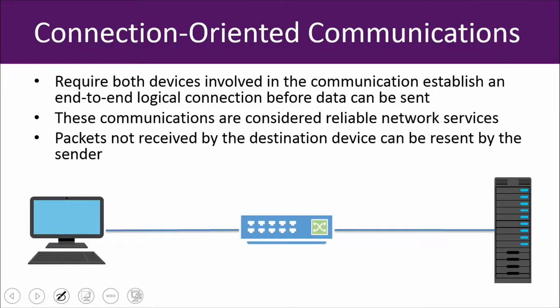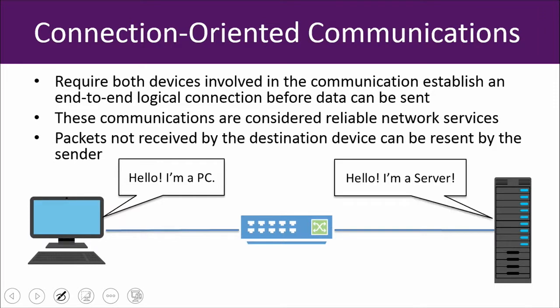All right, so let's take a look at the screen here, at the PowerPoint presentation. Connection-oriented communications require that both devices involved in communication establish a logical connection. So it's like, hello, I'm a PC. Hello, I'm a server. Right, so they establish communication. This is considered a reliable network service, because if you have established communication, as if you're doing this in person with two people, you would know who the other person is, and all of a sudden they become more reliable.